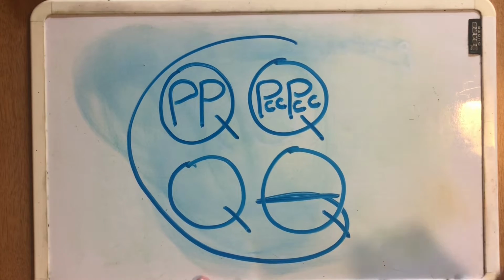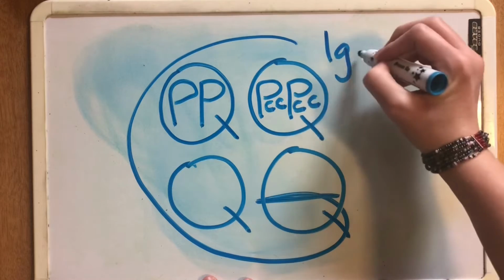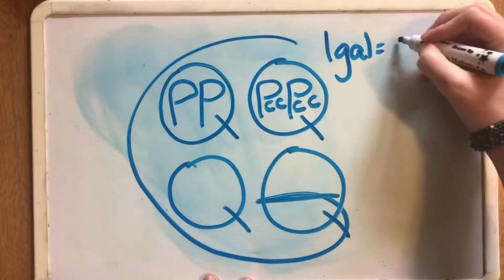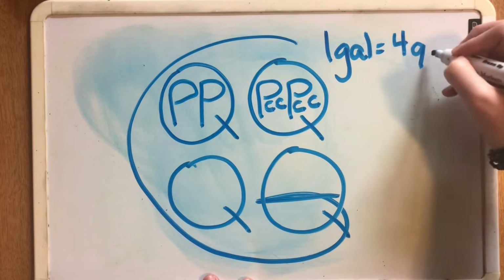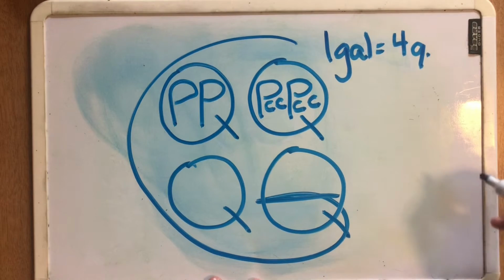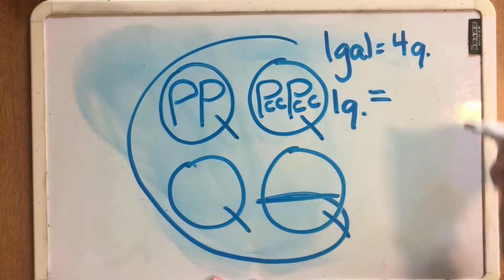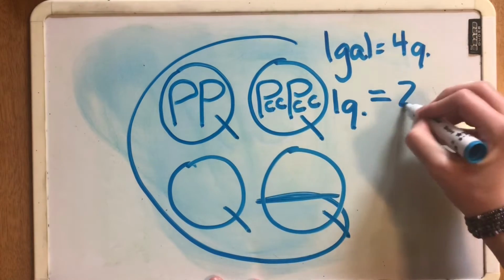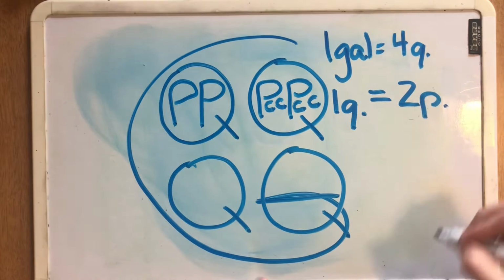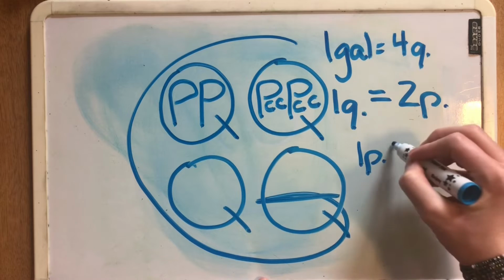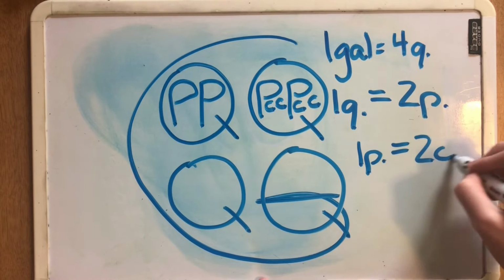So we can say that 1 gallon, I'm going to use the abbreviation, equals 4 quarts. 1 quart equals 2 pints. And then 1 pint is equal to 2 cups.